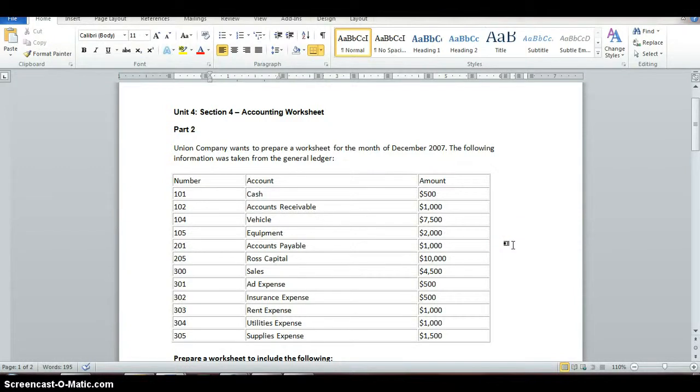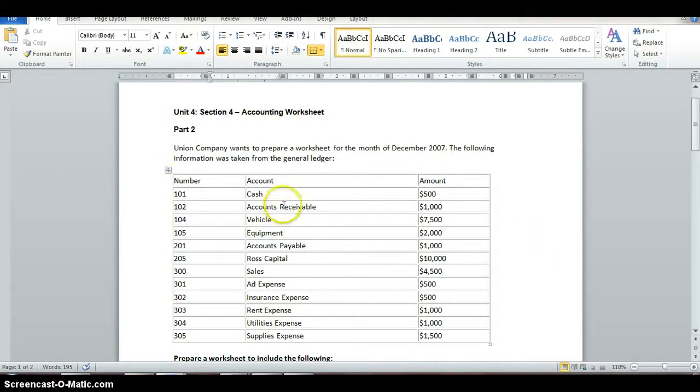Okay, so this is part 2 of that accounting worksheet assignment found in Unit 4, Section 4. And this is going to be kind of the newer part to you of the assignment. So when the text was talking about the worksheet, and this is actually the worksheet portion of the assignment.